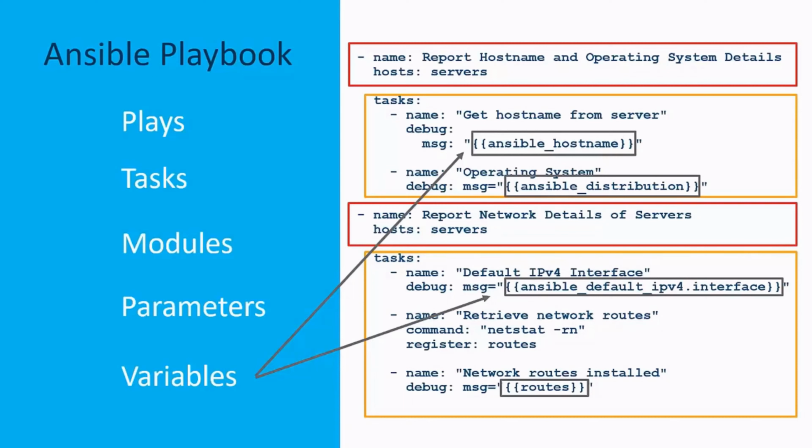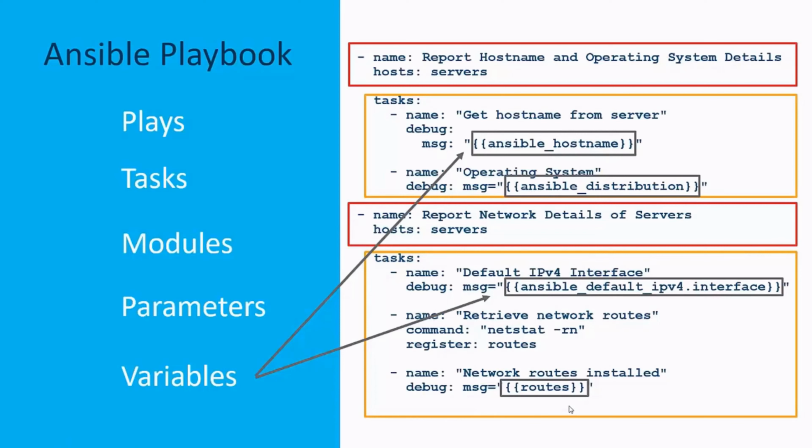Now you can retrieve variables that are built in. These are facts within the system. Or you could set your own variables. In this case, we're registering a variable called routes right here, and then we're going to use that variable in the message parameter. In the debug module with the message parameter, we'll call that route variable.